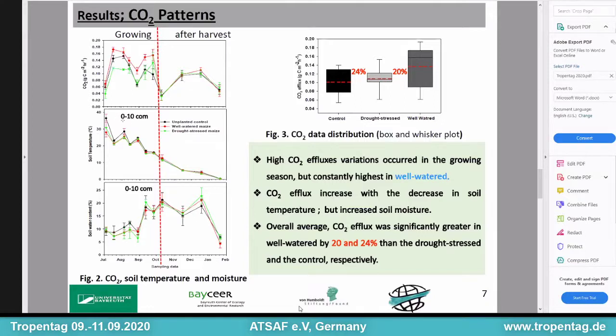And here I'm showing the soil temperature at 10 centimeter depth and soil water content at 10 centimeter depth as well. So the CO2 emission increases with a decrease of soil temperature and an increase of moisture content at 10 centimeter depth. Overall, the well-watered maize had 20% and 24% higher CO2 than drought stressed and control, respectively.